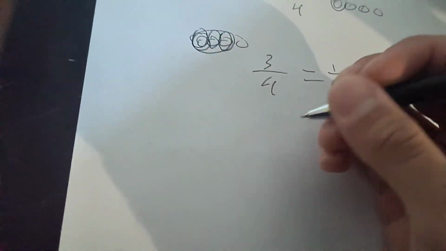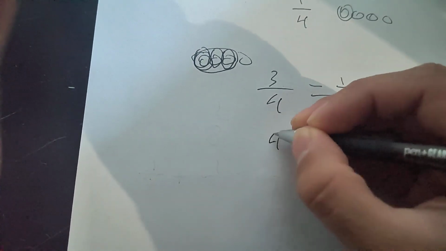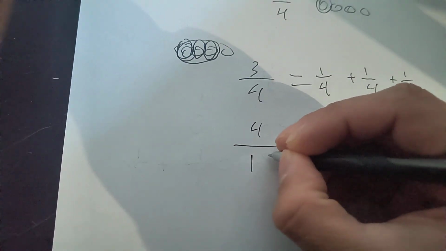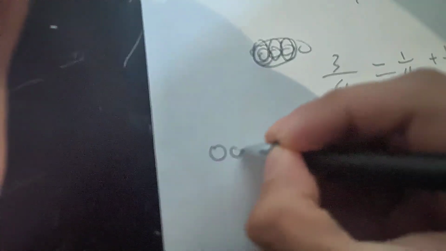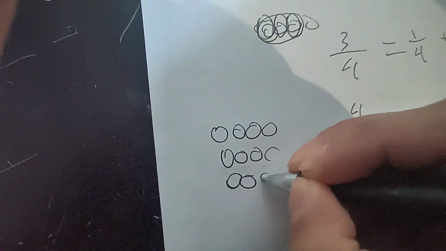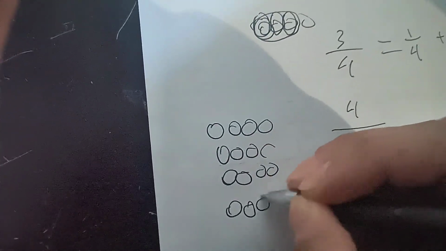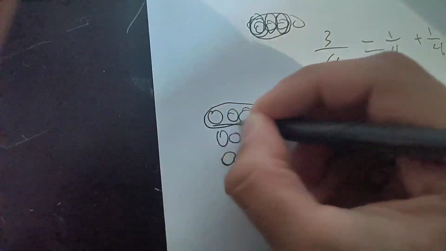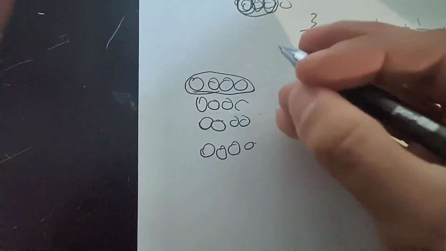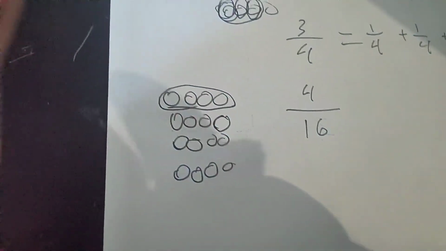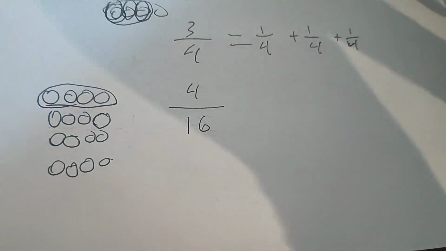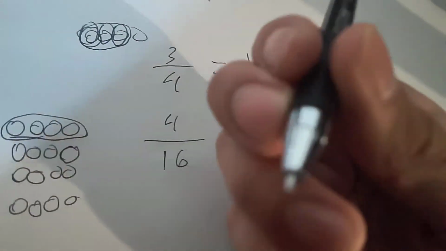Another example would be, let's say, 4 out of 16. 4 out of 16 would be 1, 2, 3, 4, 1, 2, 3, 4, 1, 2, 3, 4, 1, 2, 3, 4. You have 4 out of all these 16. There's a 16 here, and you have 4 out of them. Now you want to put these into unit fraction form. You want to decompose it into unit fraction form.